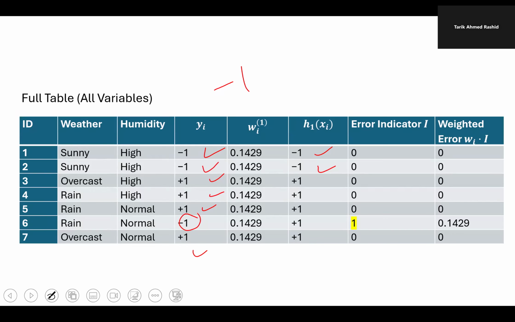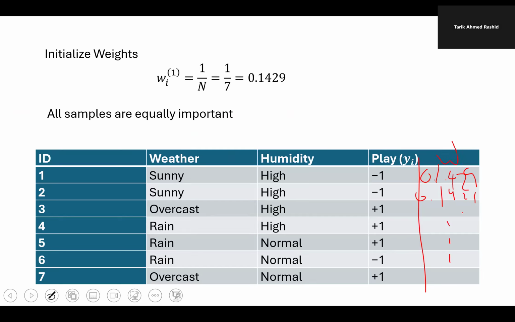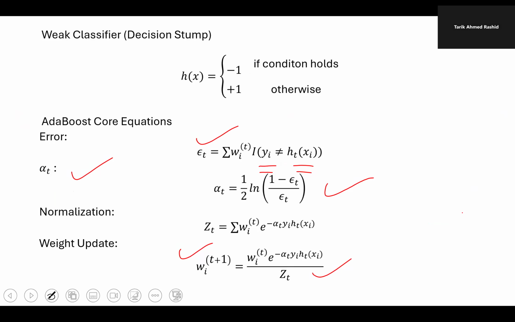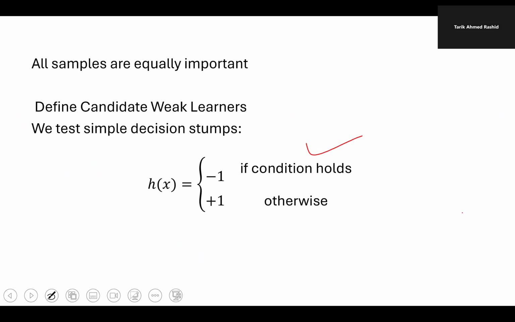So for the weights, there is no error here, 0, no error here, 0, no error here, 0, no error, 0, 0, only this error we have. So it's 0.1429. Earlier each weight was 0.1429. Now we have only one error, so the cost of that error is 0.1429.